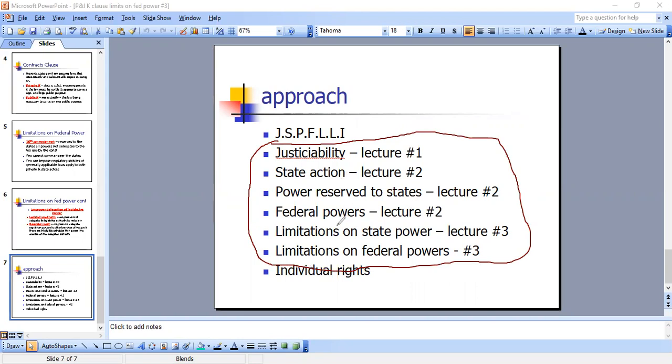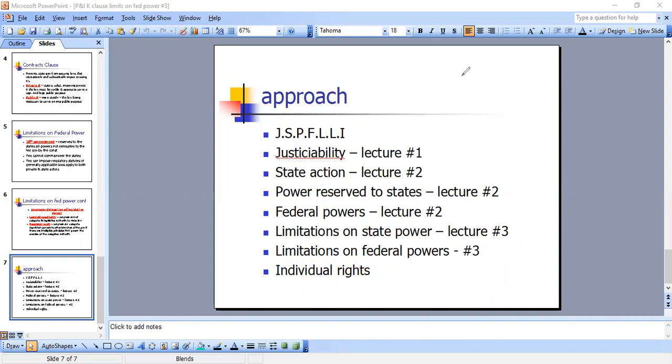This is how I created this. So once again, justiciability, state action, powers reserved to the states, federal powers, limitations on state power, limitations on federal powers, and now my next and final video is going to be individual rights. Okay, so good luck on the bar exam, and I'll see you guys on my next video.